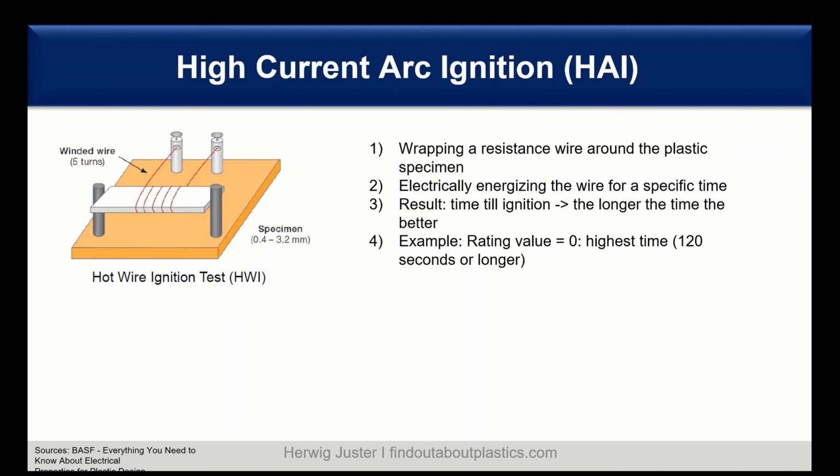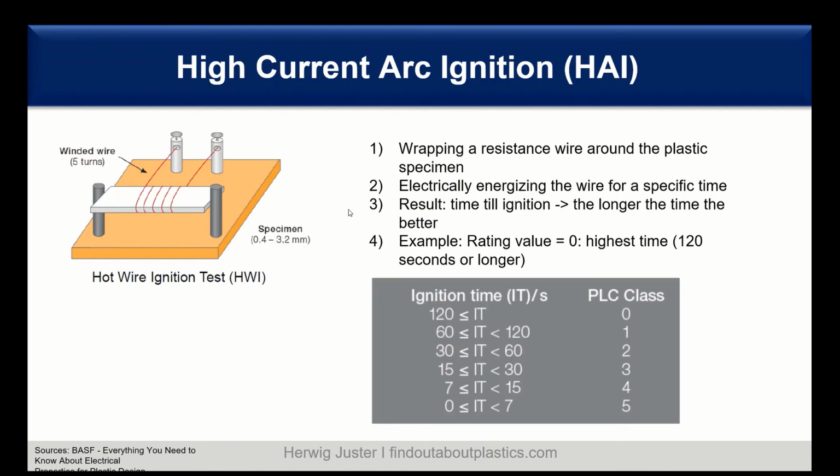So the longer the time, the better. And for example, the value 0 means it's the highest time, and what is meant on the highest time, it's 120 seconds or longer. So you can here see the table, so 120 seconds, it's then PLC class 0, and when it is just 7 seconds or below, it's the PLC class 5, so it's the worst.